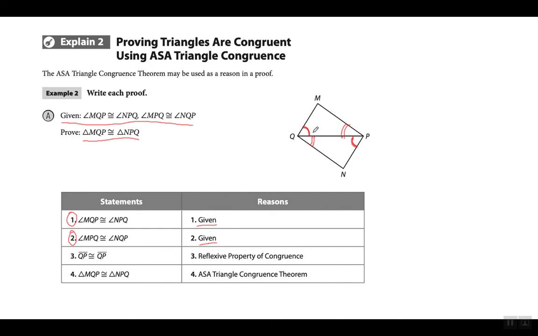Okay, now look. This chapter is on ASA, so these problems are about proving something using ASA. We already got the angles are congruent. The only thing missing is the side, this side. Okay, and look how they're proving it.